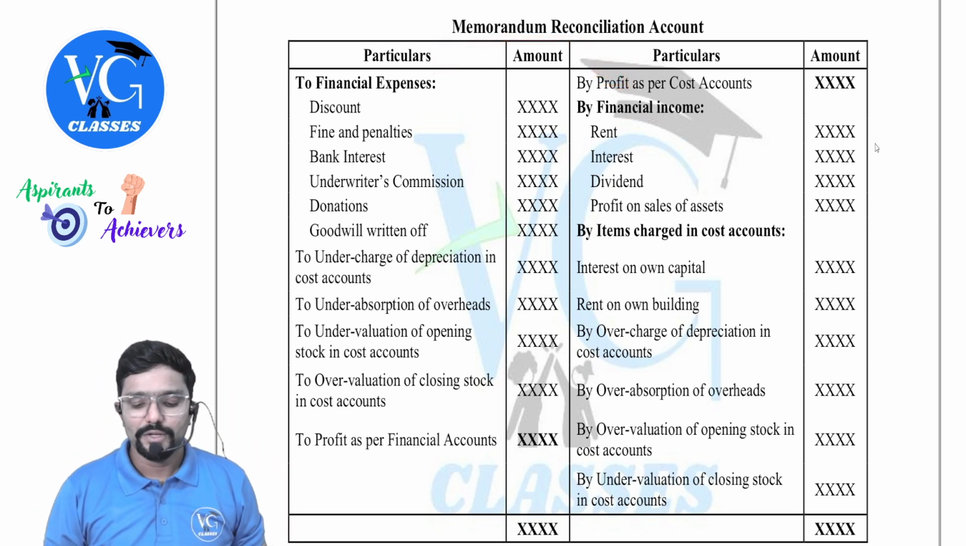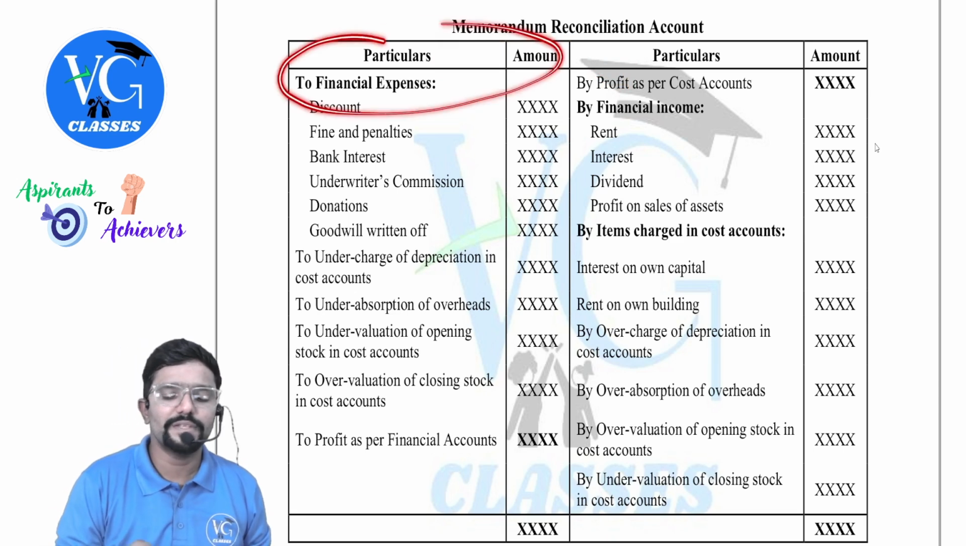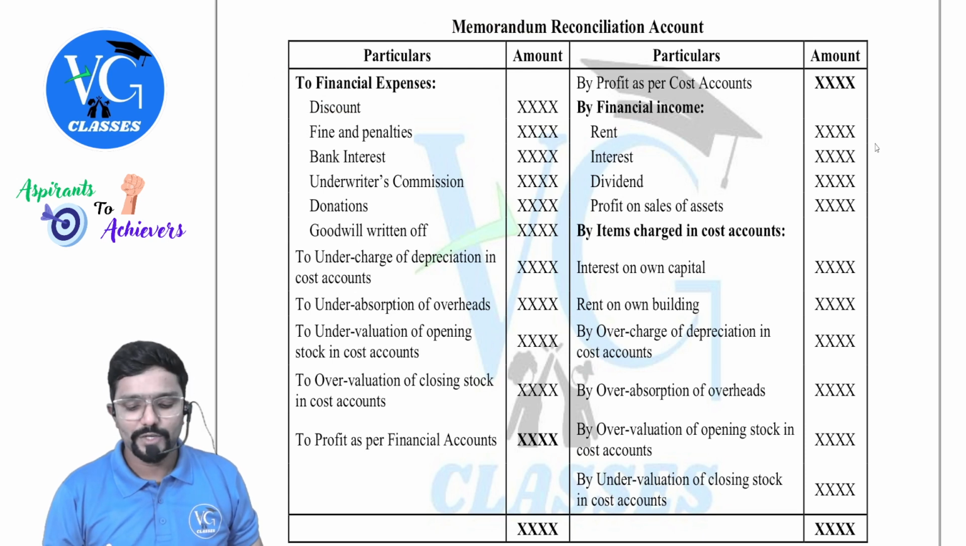Now at the end, check which side is more. Normally, when you have started with loss, the debit side would be more, guys. So the debit side would be more.